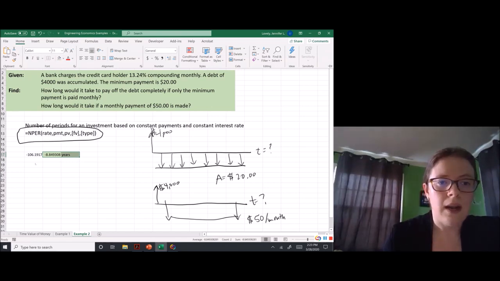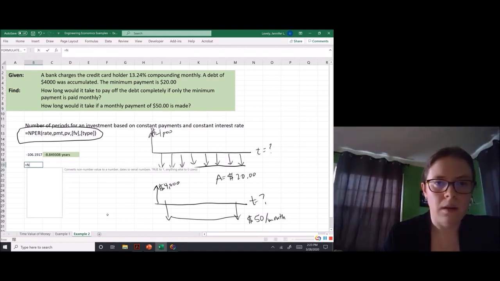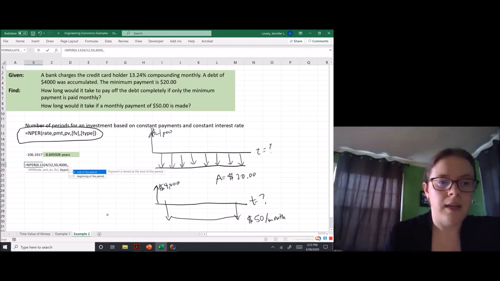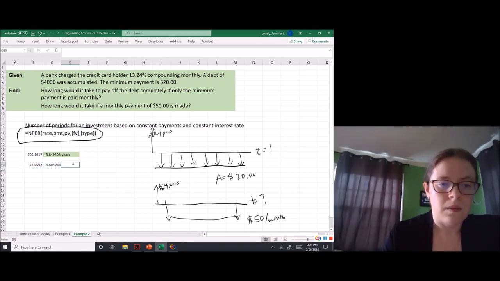All right, now if I want to do it in terms of $50 per month, use the same function. My rate is 0.1324, and again, I need to divide that by 12. The payment is now going to be, I'm going to show you, it's the same whether you use positive or negative. I'm going to do a positive 50, present value, $4,000, and then I'm going to do double commas, and I end up with 57 months. If I do the same thing, if I take that and divide it by 12, then I get 4.8 years.